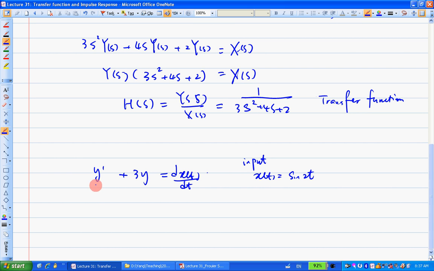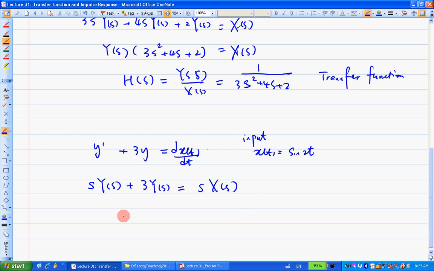So what do you do? You take the Laplace transform of both sides. So this is sY(s) plus 3Y(s). And this side here is dx(t)/dt, and the Laplace transform of that is sX(s), right? Okay. So overall, your transfer function is s over s plus 3. Is that clear?